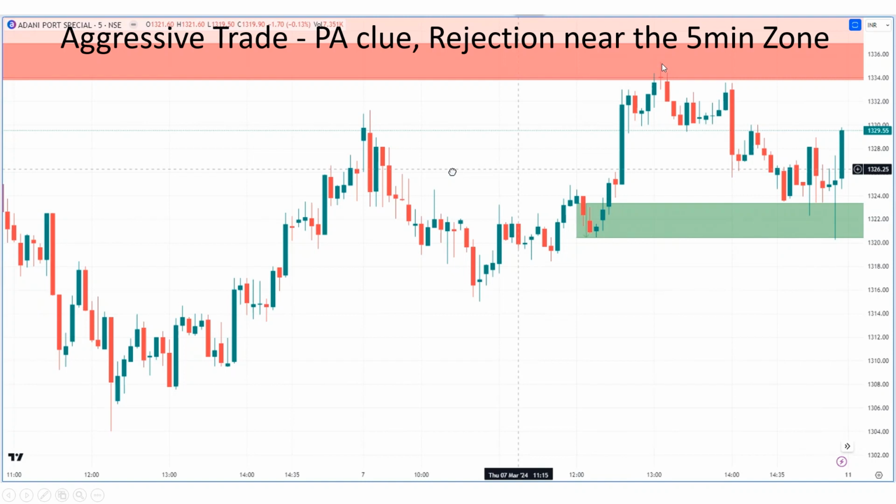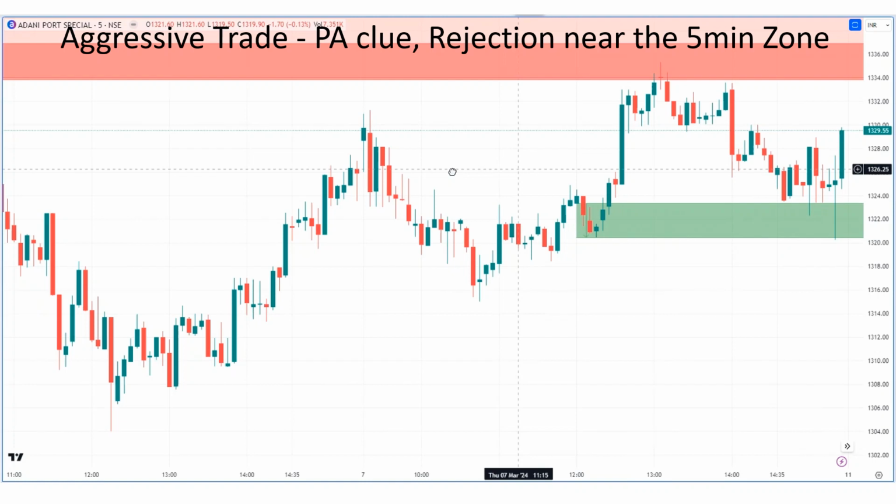See, our entry zone is 5 minutes, but we were able to push the prices down to the next 15 minute zone, the opposite side zone. This is the way Adani Ports has given a very good profit during this intraday.